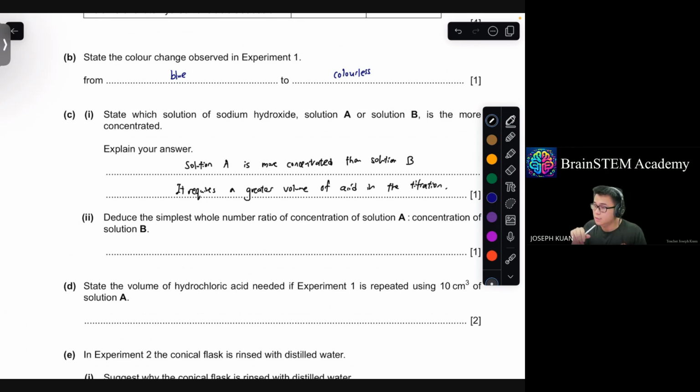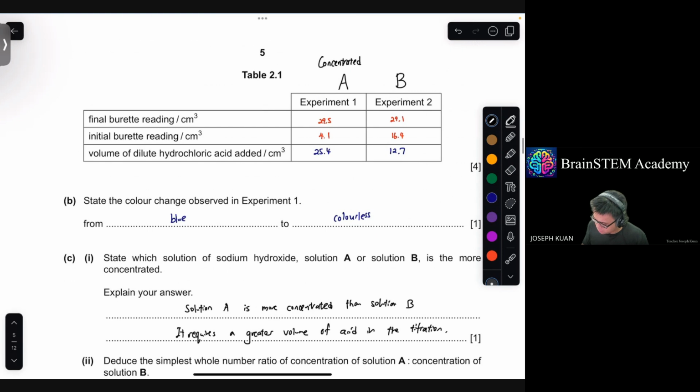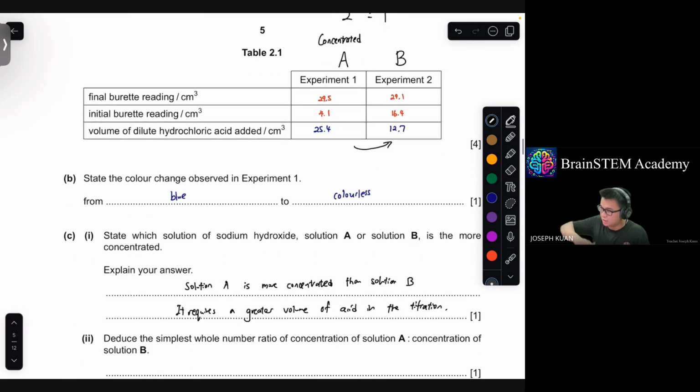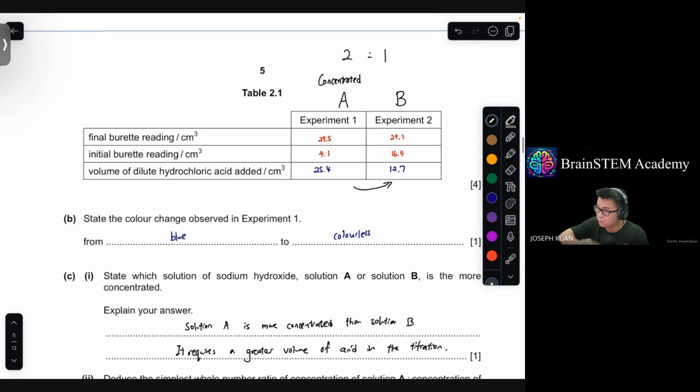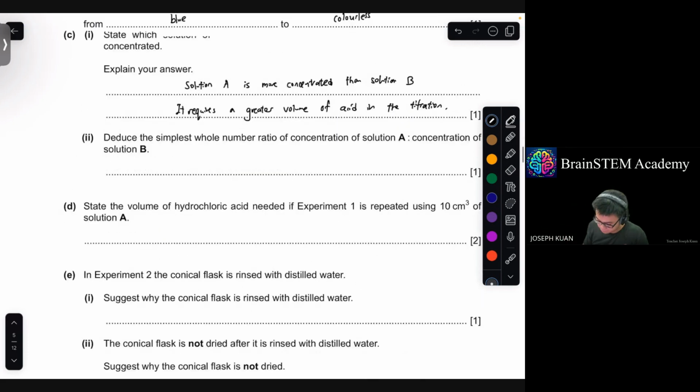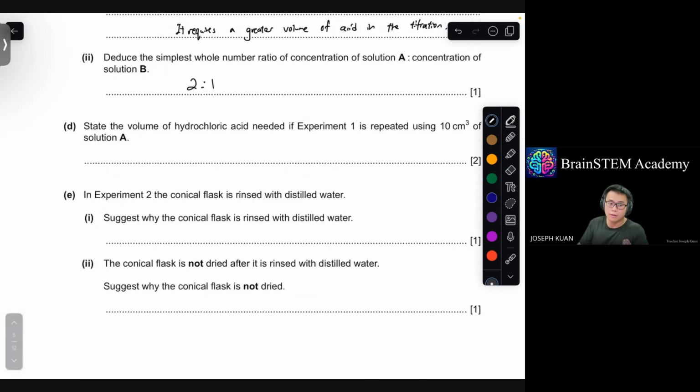Right, 2. Deduce the simplest whole number ratio of concentration of solution A to concentration of solution B. So as you can see, this is double the amount. So it's a 2-to-1 ratio. Right, the concentration of A is double that of B, so the concentration ratio will be 2 to 1.